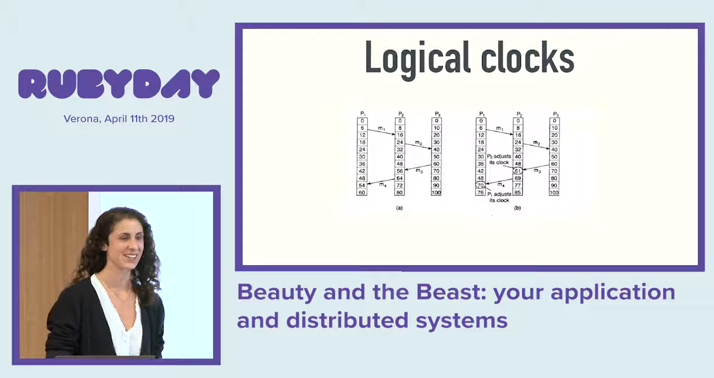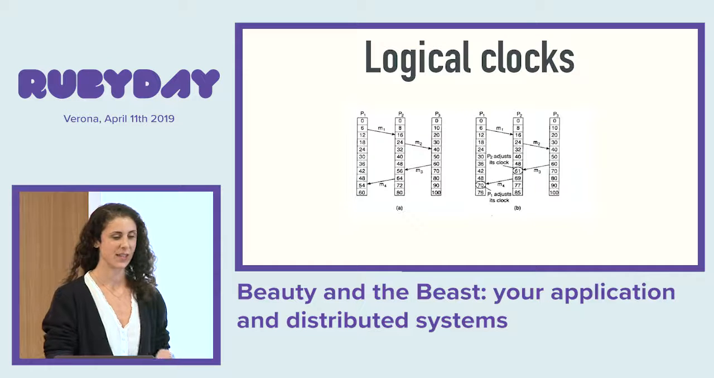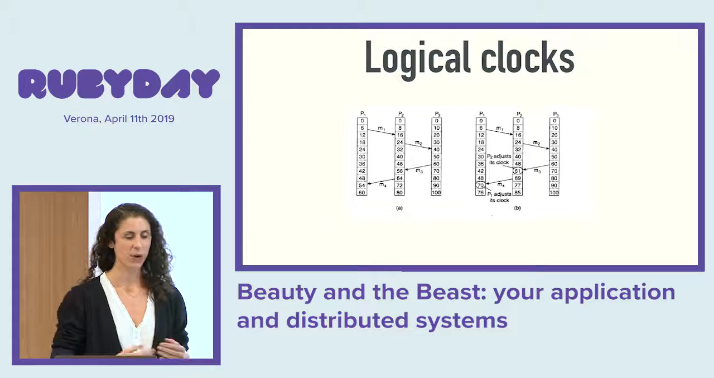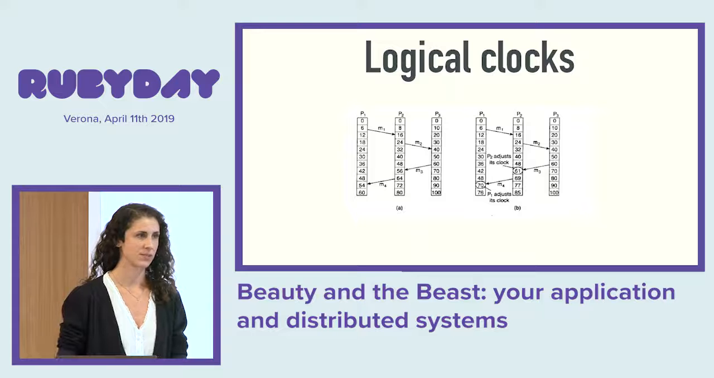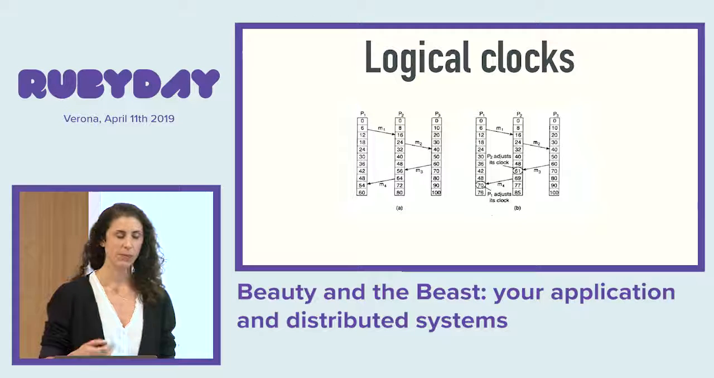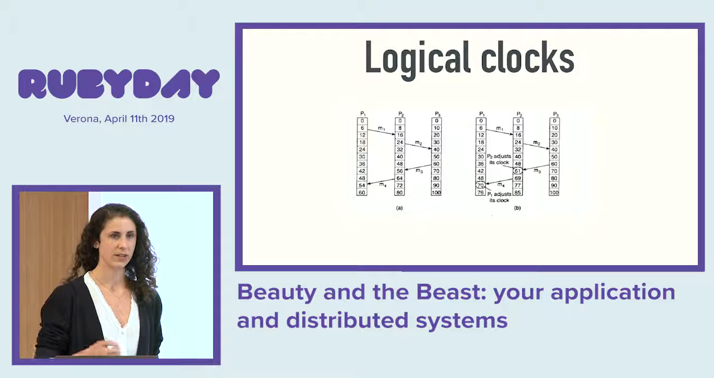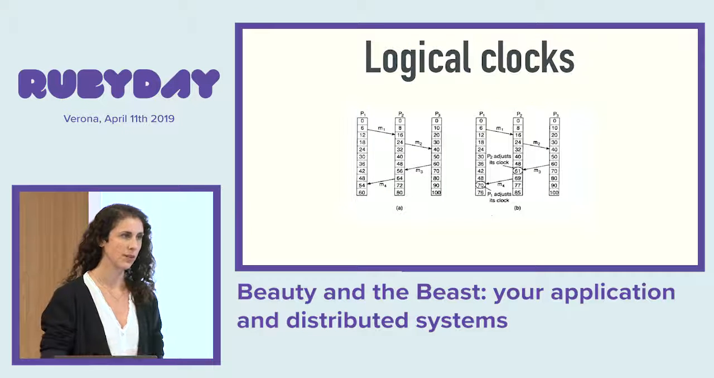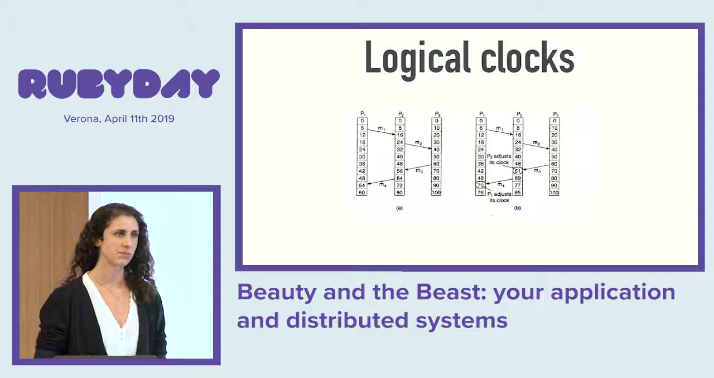So researchers said, okay, so what is time? Is wall clock time really important to us in the distributed system? No, what we actually care about is more ordering of events. So what we do with logical clocks is we favor the ordering of events, and we basically consider wall clock time irrelevant.